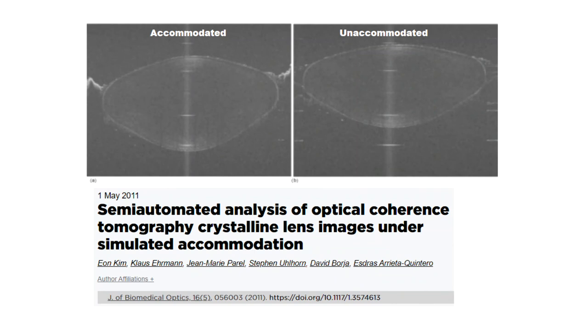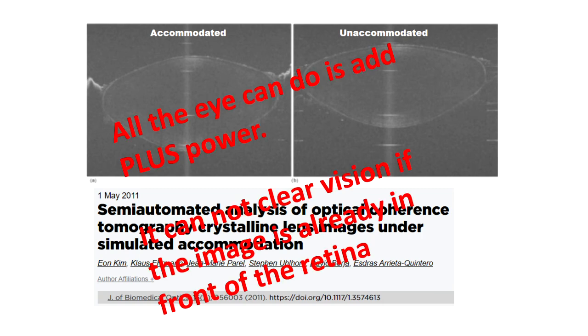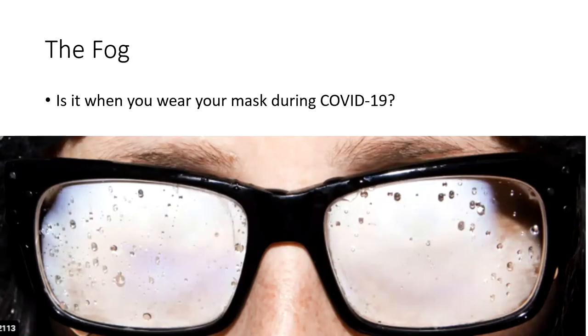What happens during accommodation? Well, as the lens becomes more accommodated, it becomes more curved. It also becomes thicker, and it starts to move slightly forward. And this can only increase plus power in the eye. All the eye can add when it accommodates is plus power. It can't compensate in the opposite direction. It also means that it cannot clear vision if the image is already in front of the retina. The eye is overpowered in that situation. Adding more plus does not help it to see better.